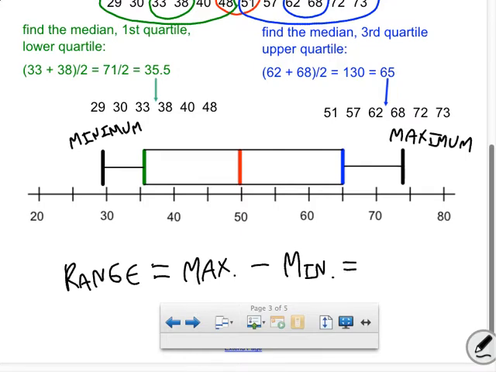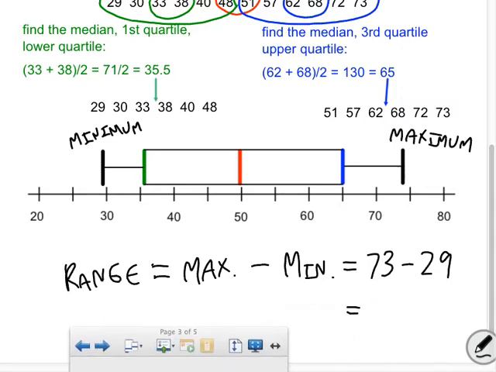Okay. And what is that going to be? What's the maximum? 73. It's 73. Very good. And we're going to subtract the minimum, which is what? 29. And what is 73 minus 29? Adipoju? It's going to be 44. Okay? So that is the range.